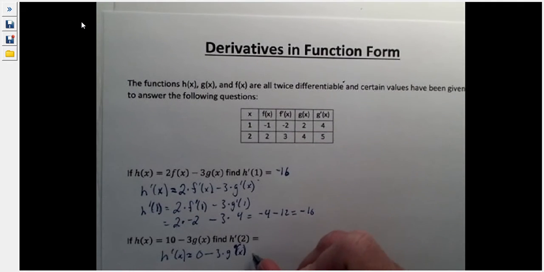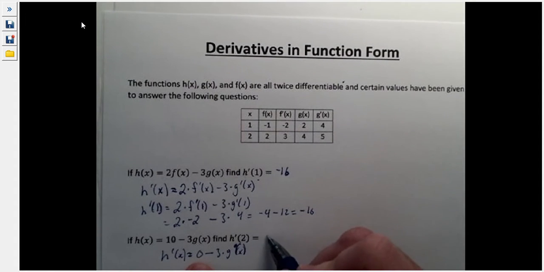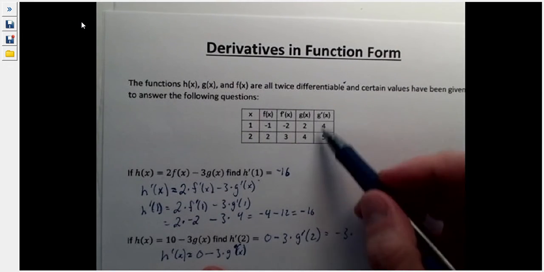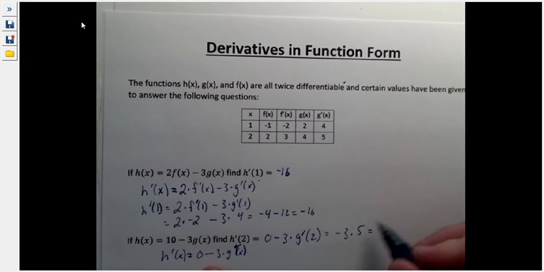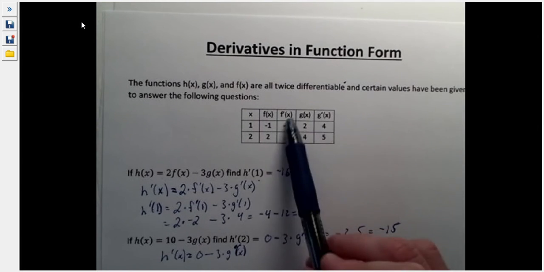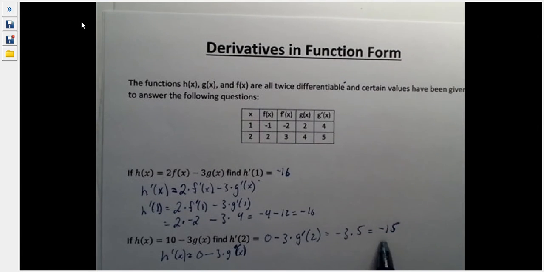Now we're going to use that to find what h prime at 2 is. Well, that's going to be 0 minus 3 times g prime at 2. That's negative 3 times, what's g prime at 2? g prime at 2 is 5. So this is negative 15. So basically we're doing our derivative rules using function notation, and then using these values, plugging them in and finding what the derivative is at that point, or the slope of h at 2, the slope of h at 1.